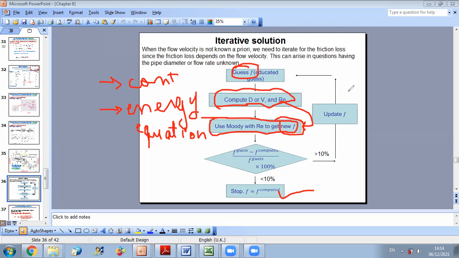We keep repeating until reaching a difference between the guessed value and the computed value that are close to each other. Each iteration will give you a new value. You compare it with the previous iteration, and once the relative difference between the two is smaller than 10%, you can consider that you have reached the solution. So we'll practice a lot on this in the problems. Okay.